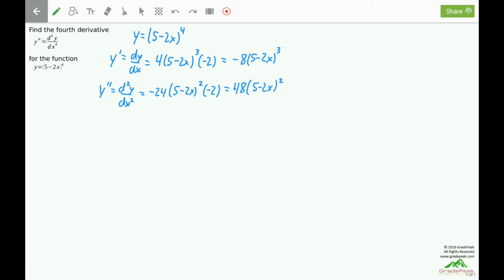So it looks like we once again will have a power rule for the third derivative, y triple prime, or d³y/dx³. It will be, bring down the 2 times the 48, that'll be a 96. 5 minus 2x to the, subtract 1 from the power, will be a power of 1. Multiply by the derivative inside to complete the chain rule. I can put the constants together. 96 times a negative 2 is a negative 192.